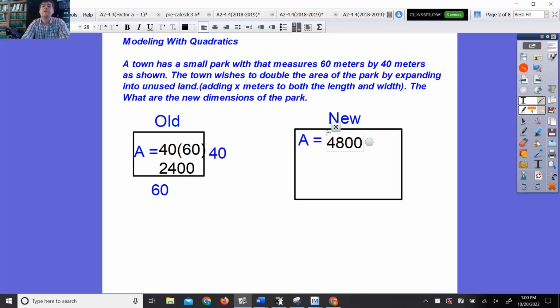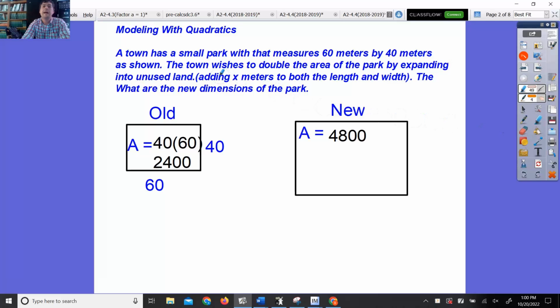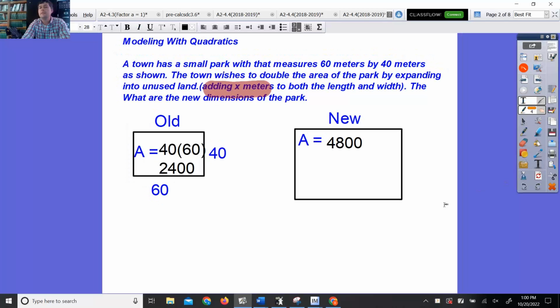All right. If you can read, you will see here that we add x to both the length and the width. So the old length was 60. What's the new length? Oh, no, you just multiplied them together. 60x, there you go. It says add. It doesn't say multiply. It says add. What's the new width? 40 plus.